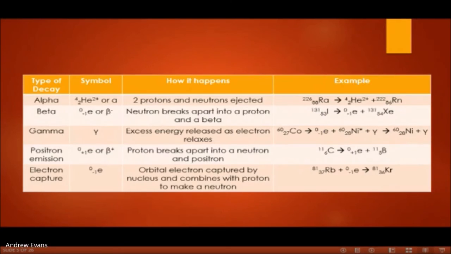Positron emission moves it to the left. Beta emission moves it to the right. Alpha moves it 2 to the left. Electron capture also moves it to the left. In electron capture, an orbital electron is captured by the nucleus and combines with a proton to make a neutron. So a proton's 1 and 1 gains a 0 and a -1 to become a 1 and neutral. So rubidium 81 absorbs an electron to become krypton 81.